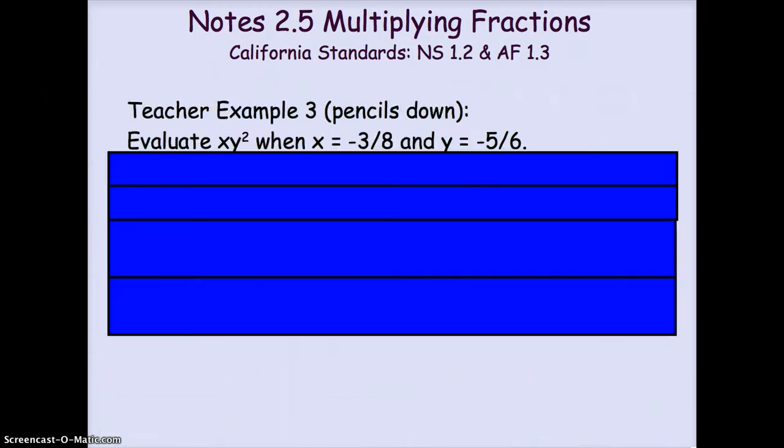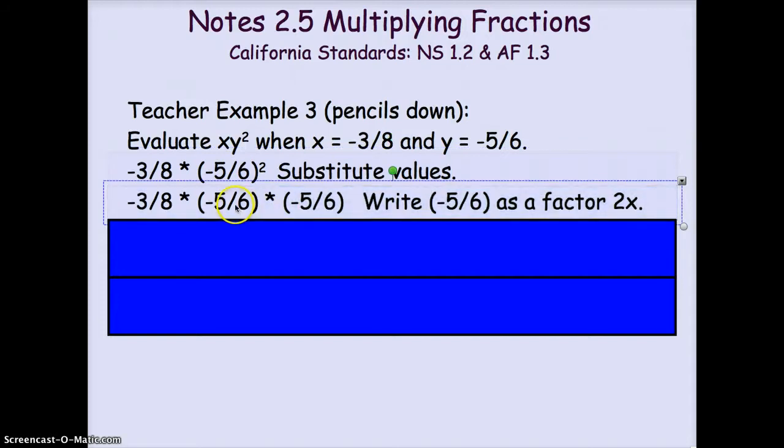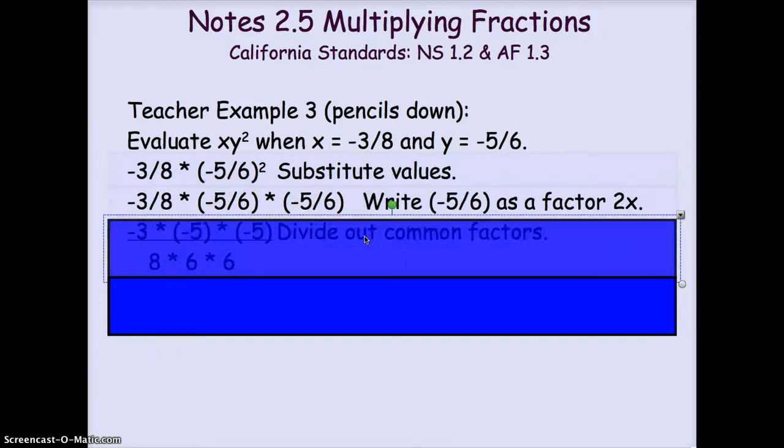Okay, let's take a look at an example using variables. Evaluate x, y squared when x is negative 3/8 and y is negative 5/6. First, of course, I need to plug in my numbers, substitute my values. Notice y is squared, so I need to square that number. Another way I can do this is simply write it twice. Same thing. 5 times 5 is the same thing as writing 25. 6 times 6 is the same as writing 36.